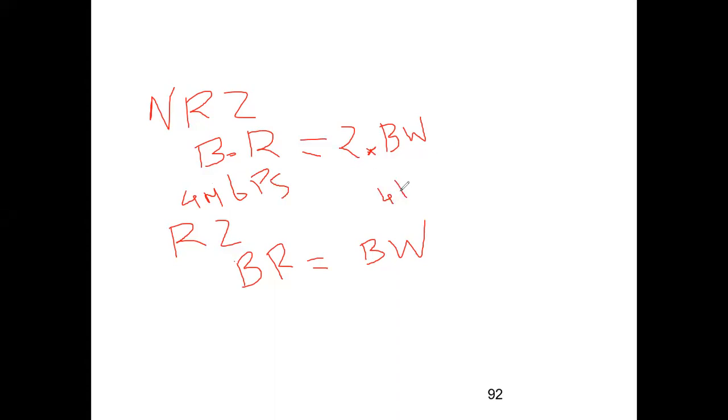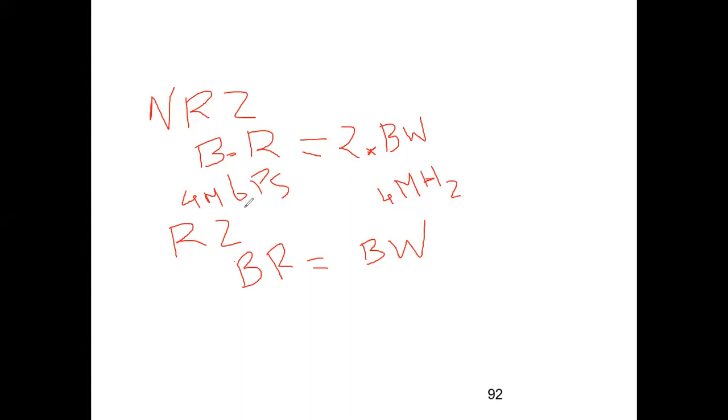You don't have to do anything more. Don't go for anything else. So 4 megabits per second: for the RZ case, bit rate is equal to bandwidth. Bit rate is given in bits per second, so if it is 4 megabits per second, your bandwidth directly will be 4 megahertz. In case of NRZ, you can double it and make it 8 megahertz, the bandwidth. So this is how you directly convert the bit rate into bandwidth.